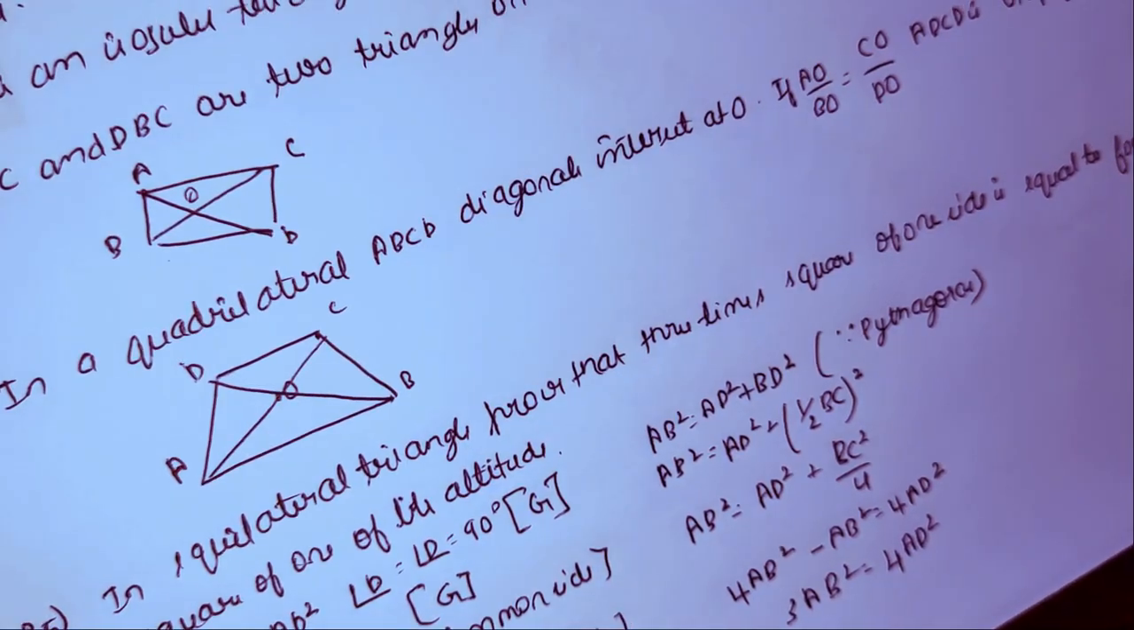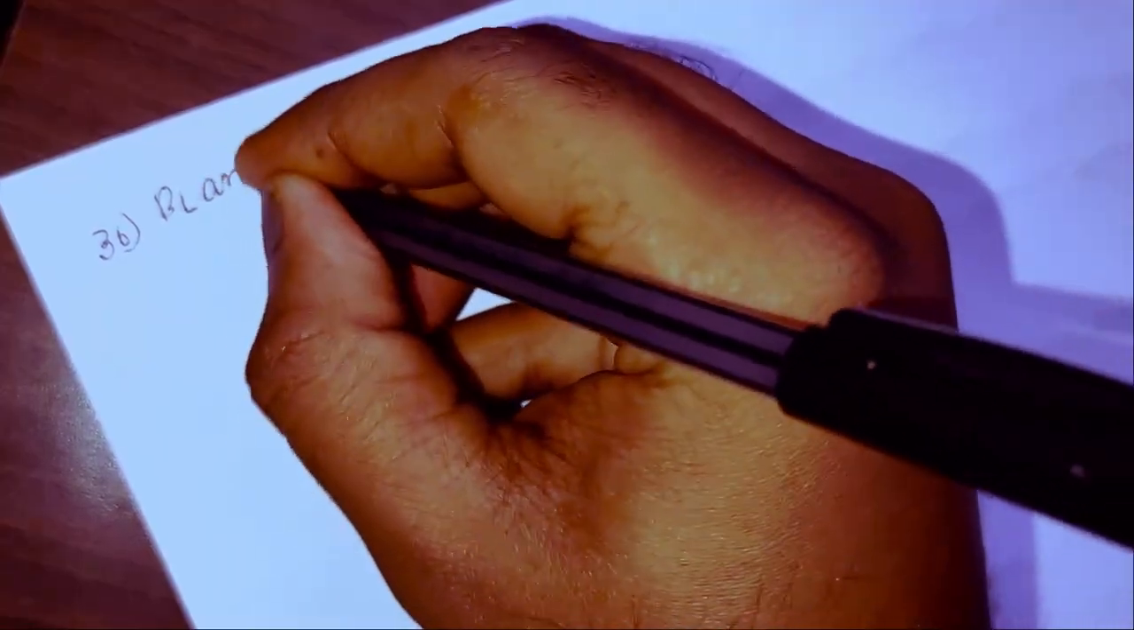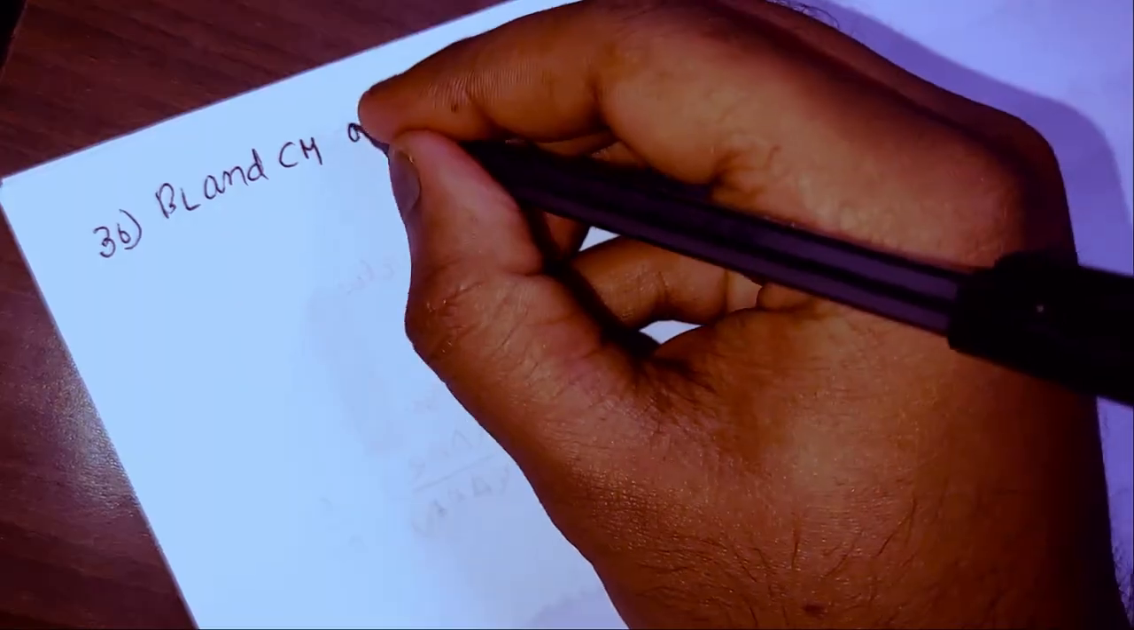Now we will move into the 36th question. BL and CM are medians of triangle ABC.